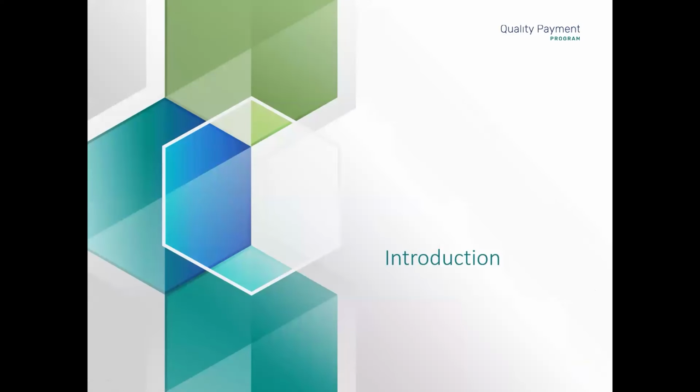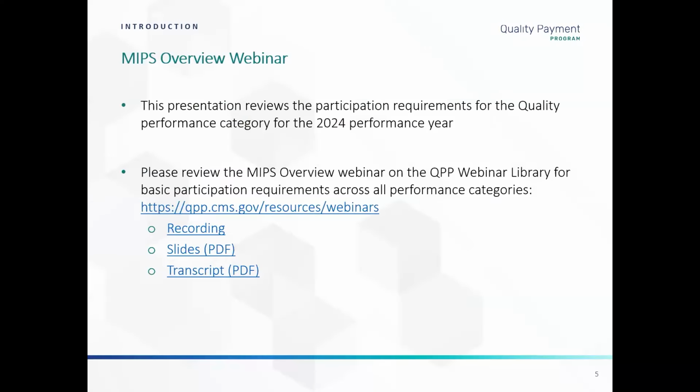Now I'm going to provide an overview and give a general introduction for the program. Next slide, please. So this webinar is an overview of participation requirements in the quality performance category for the 2022 performance year. I just want to highlight that the overview webinar will be posted on the QPP webinar library and it will be accessible to you. Next slide, please.